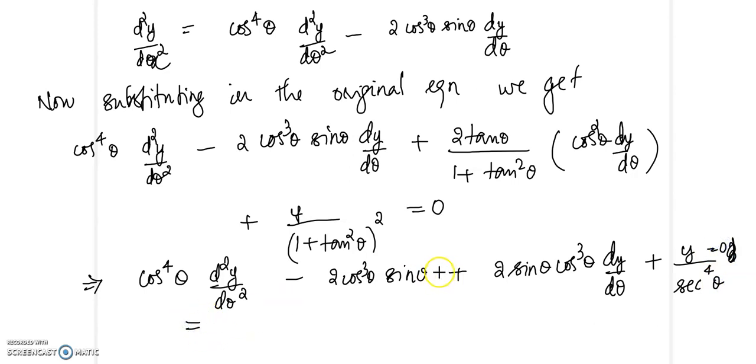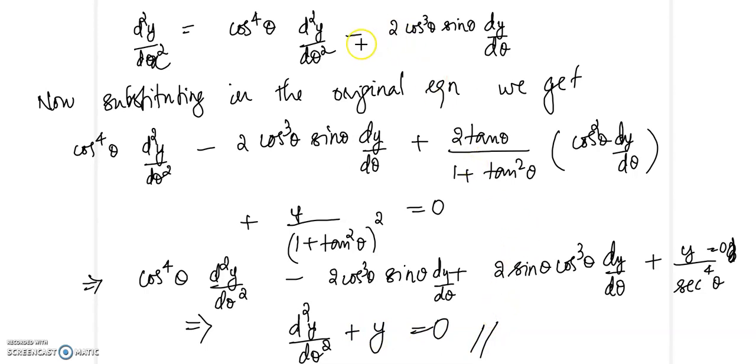So these two terms will cancel off. Okay. So 1 by sec raised to 4 theta is cos raised to 4 theta. So cos raised to 4 theta will cancel off. So that will give us d square y by d theta square plus y equal to 0. So that is the required equation.